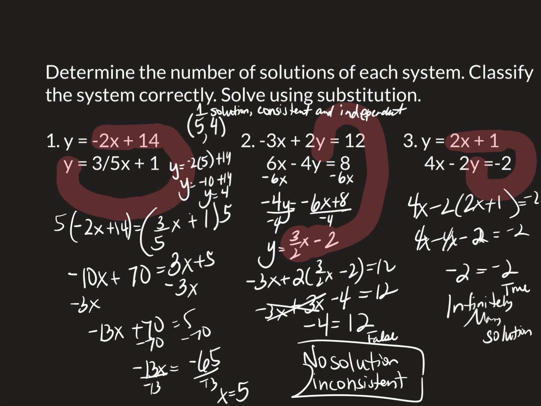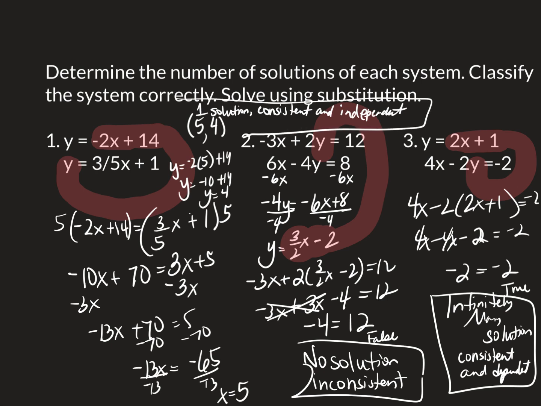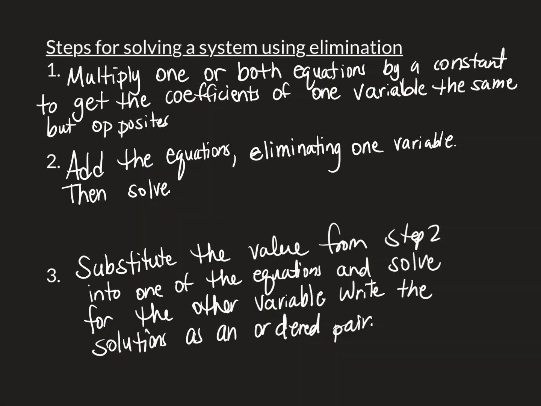And the system is consistent and dependent. And that's what we need, consistent and dependent. That's all the answers to those systems using Desmos. The next one, I believe, is elimination, the steps for that.